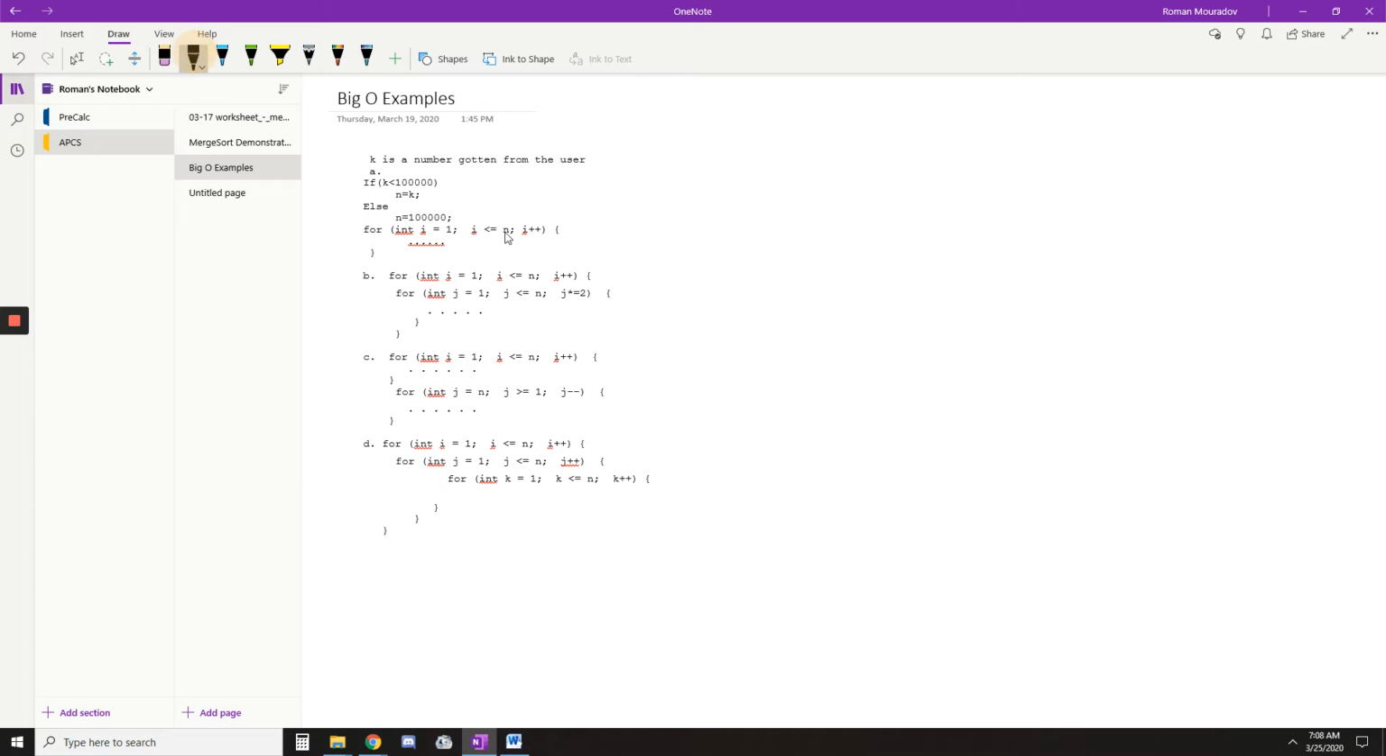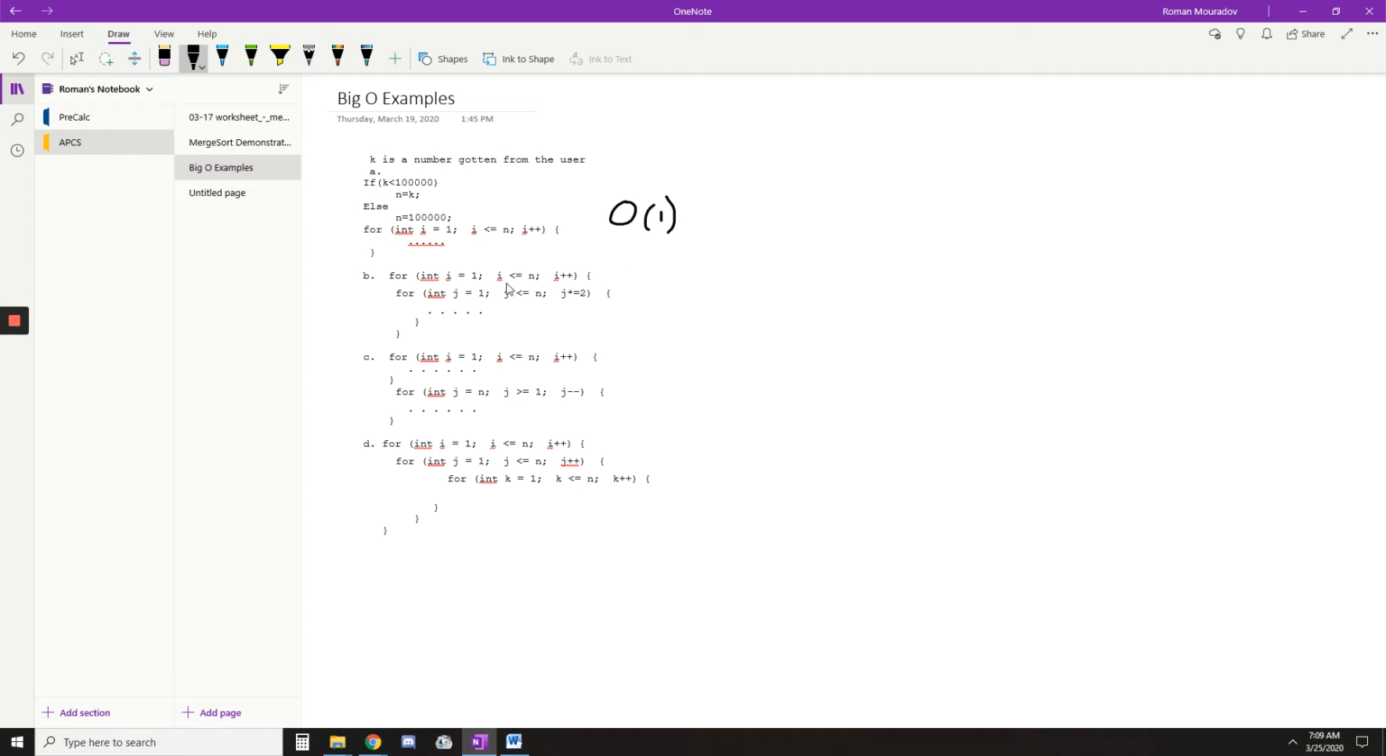So I'm looking at the first example here, and there's a single loop here, and k is gotten from the user. Now it's going n times, but n would be whatever the user says if it's less than 100,000, otherwise it'll be 100,000. So that means the worst case scenario is that loop will run 100,000 times. So that is a constant. So that means the Big O here would just be O of 1. This is a constant loop.